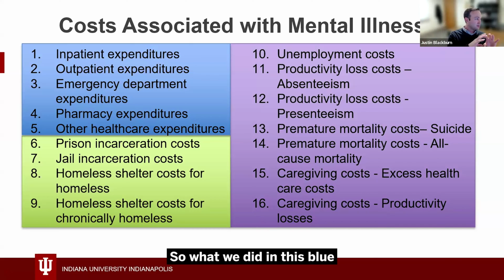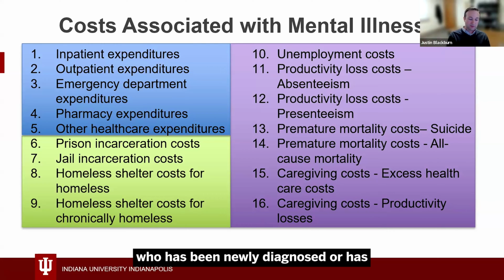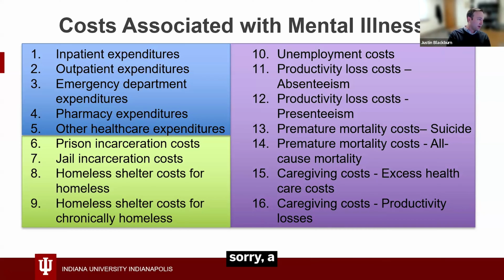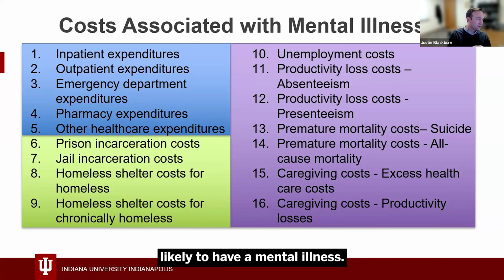So in this blue section, these healthcare expenditures are not related to treating any sort of mental health need. This is costs subtracting those, and saying, in a population who is likely to have a mental illness, what are their costs compared to somebody who doesn't, in everything else but the mental health aspect?